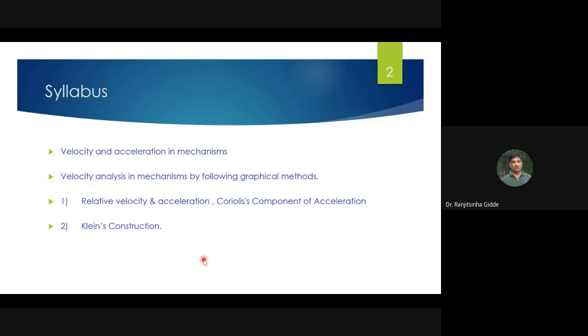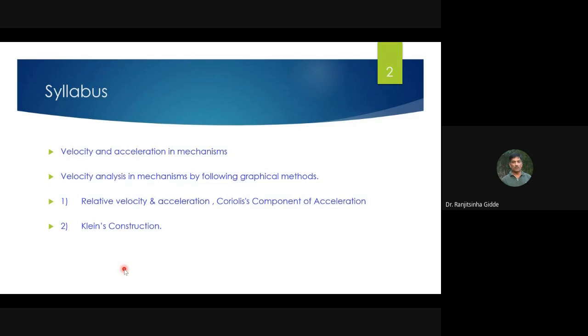velocity and acceleration in mechanism. Second topic, velocity analysis in mechanism by following graphical methods.